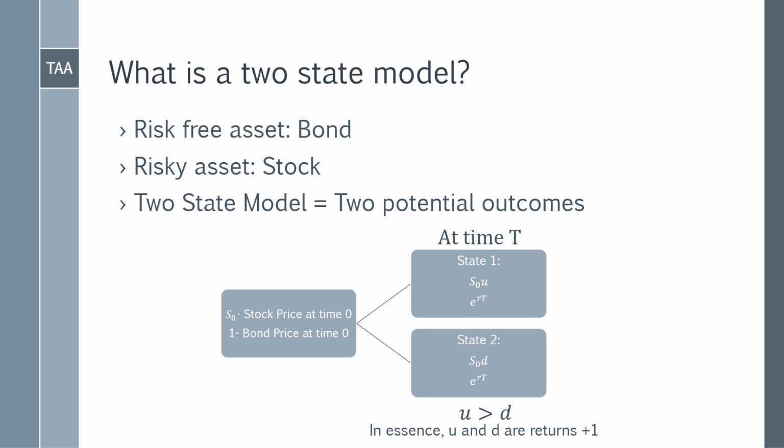So at time zero, we have the stock price and we have the bond price. And at time capital T, we have two different states. Again, the bond will always be worth the same amount, and we can see it is in both states. However, the stock price will fluctuate. So in state one, it has a higher return, and we'll denote that using U, and state two has a lower return, so we denote that using D.